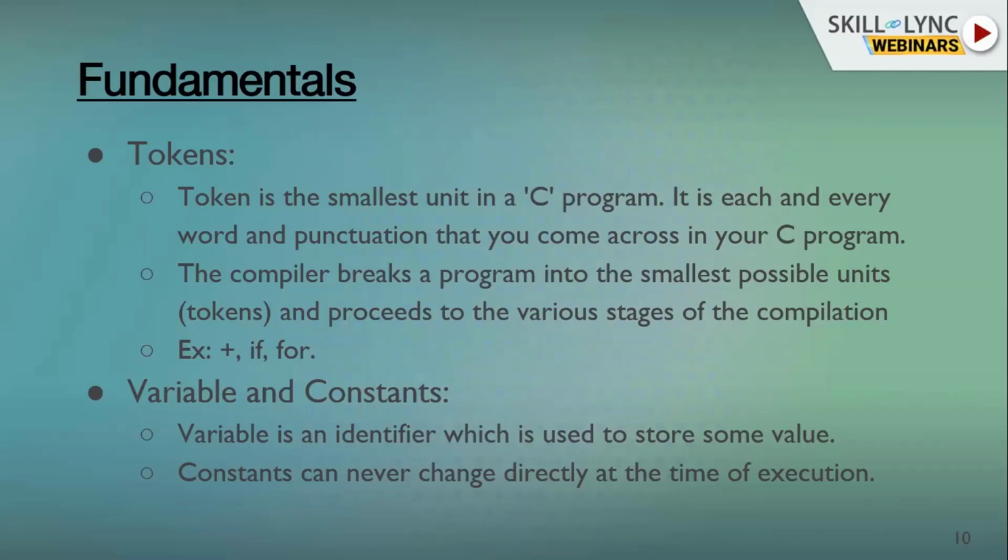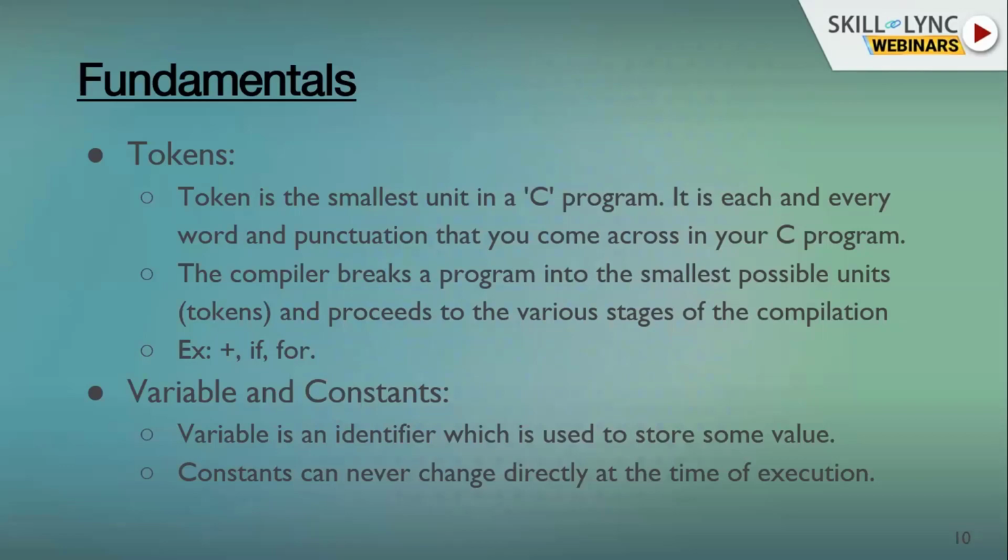So what is a token? A token is the smallest unit in a C program. It is each and every word or punctuation that we use in C programming. Suppose we write int a = 10, so int is one token, and the equal to operator is also one token. The compiler breaks our program into the smallest possible units, which we call tokens. These proceed through the various compilation stages that we have. We will talk about those stages later on.